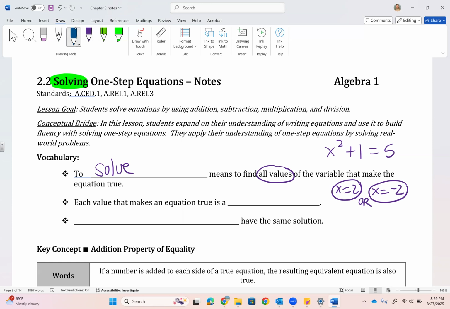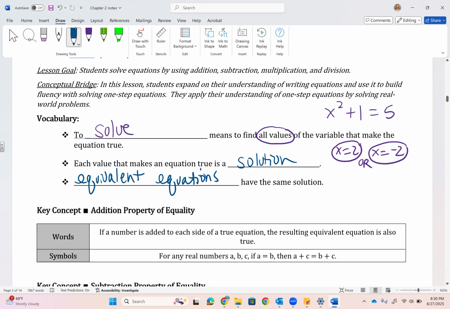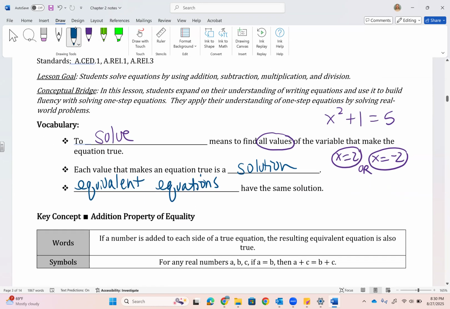Each value that makes an equation true is called a solution. And also, equivalent equations have the same solution. That's something we'll get to later on. I'll tell you what I mean. They're trying to be a little fancy when they say those words.